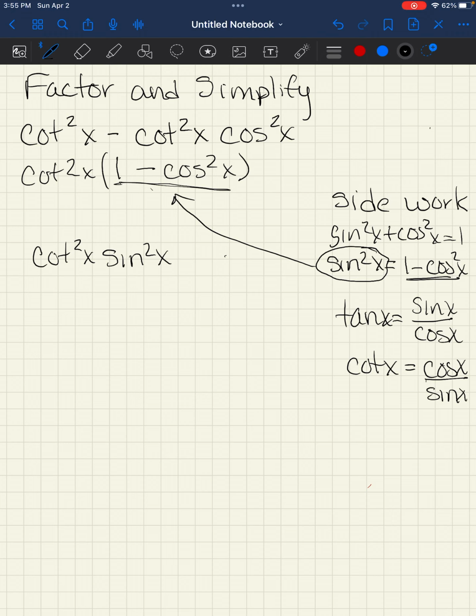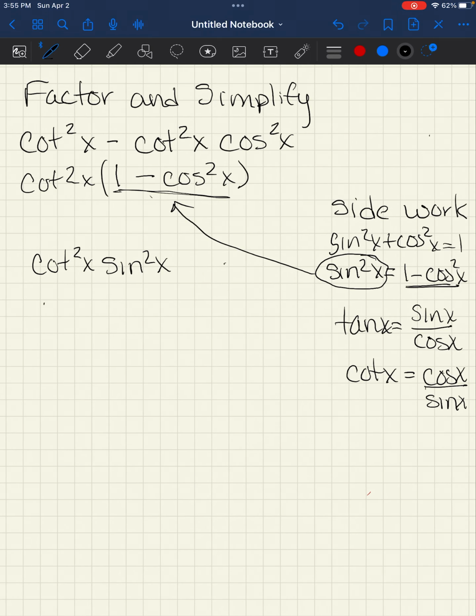So if cotangent x is cosine over sine, then cotangent squared would be cosine squared x over sine squared x. And I still have my sine squared x up top. Now I have cosine squared x times sine squared x divided by sine squared x. Sine squared x over sine squared x is simply 1.